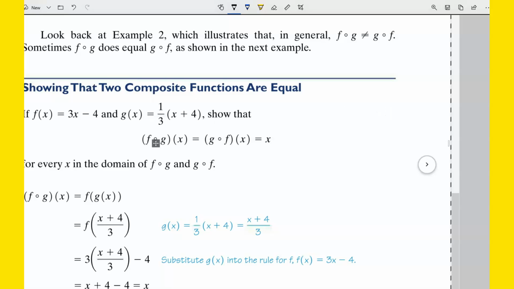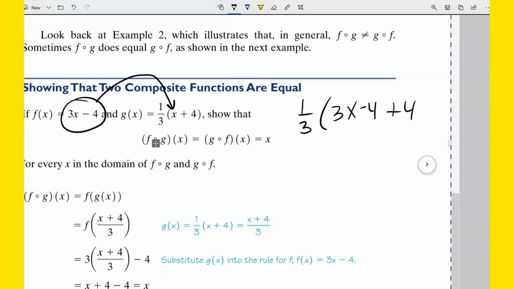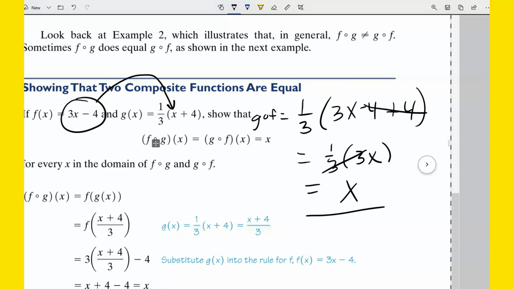So this time, we're going the other way. We're plugging this into here. So 1/3, and then that becomes 3x minus 4 plus 4. So this is g of f. So what we can do here is that the negative 4 and the positive 4 can go ahead and cancel each other out and get 0. So then you've got 1/3 times 3x, and then go ahead and multiply the 1/3 with the 3, and they cancel each other out and get 1. So now you just get x. So we have just proven it with the two ways we just did that.